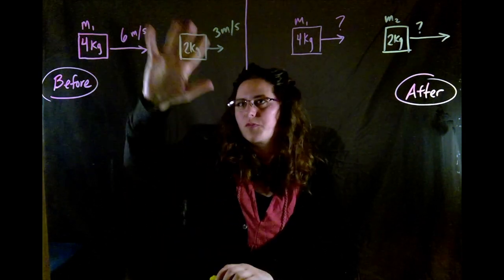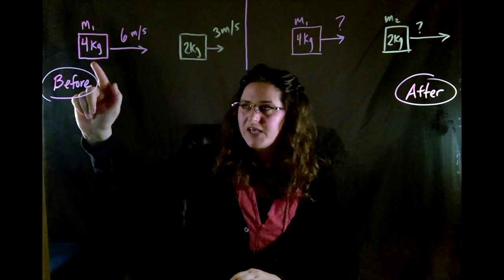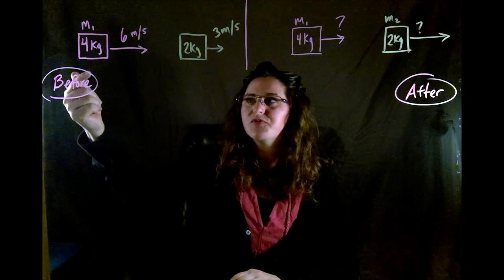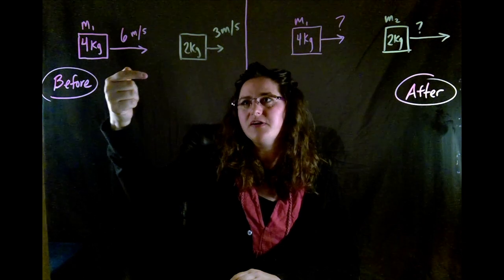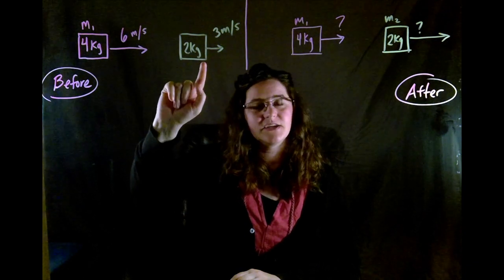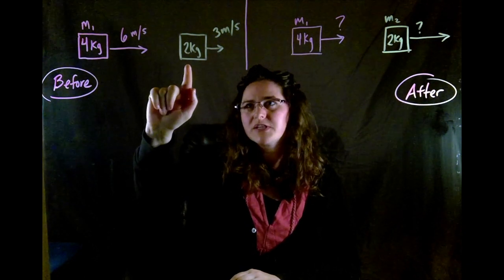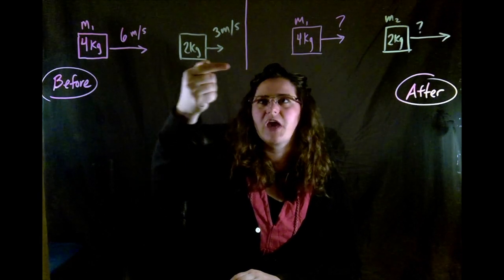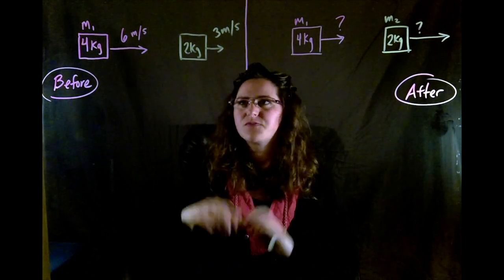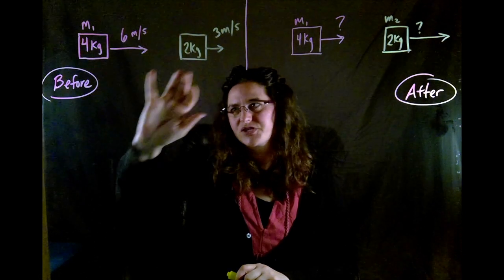Here's our before picture. We have a mass 1, which is 4 kilograms, moving at 6 meters per second this way, and it's going to collide elastically with a 2 kilogram mass initially moving at 3 meters per second. So we've got to figure out how to label all the information that we're given.